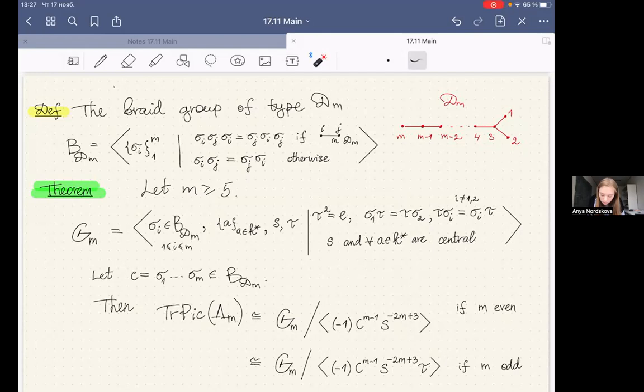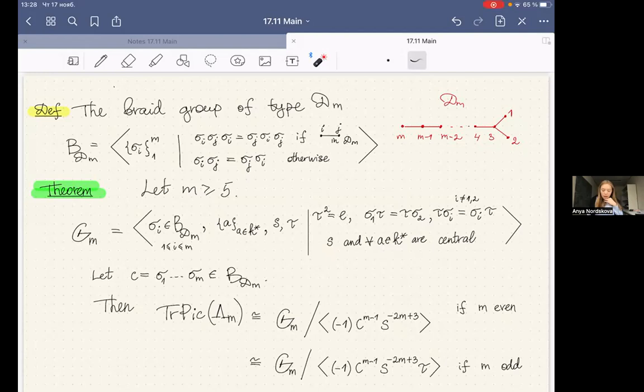Okay, so what about these new generators? Tau is of order 2, and it interchanges the two generators of the braid group, 1 and 2, corresponding to these two vertices. And it commutes with other generators of the braid group. And these elements of the multiplicative group of the field and this element S are central.